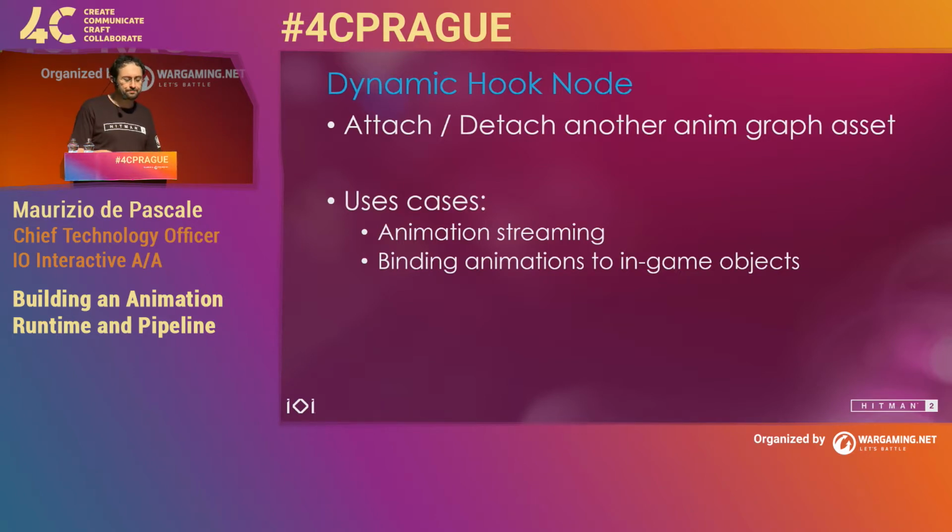Another node that we have in the system, which helps us achieve a lot of content flexibility, is what we call dynamic hook. It basically allows dynamically attaching and detaching other animation graphs as a subtree as part of your main tree. The main use case here is animation streaming, so part of your tree is loaded in memory only when it's needed. And also to bind animation capabilities to game objects instead of the main character. For example, imagine that you have a special weapon, so all the animation related to that special weapon can live with that weapon instead of being in memory and attached to your main character all the time.